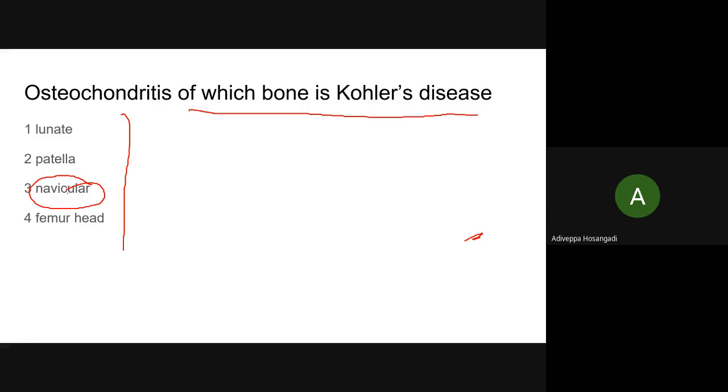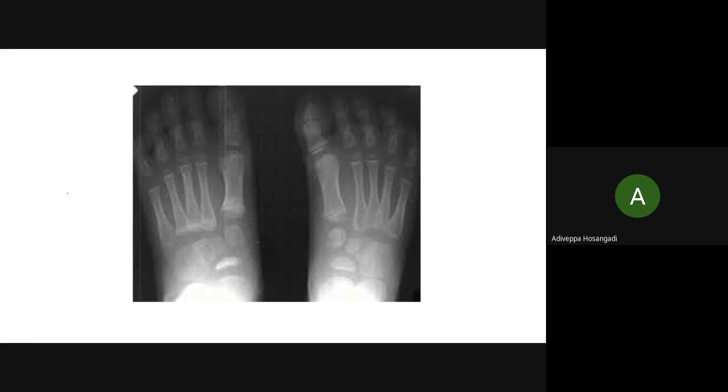Kohler is navicular bone. Look at this diagram. See the navicular bone here. This is a navicular bone on the normal side. So what has happened? Compare the texture to the adjacent bones. They are the same. Look at this: compare the texture of the navicular bone with other bones. It is sclerotic. Always remember, avascular bone is more sclerotic.